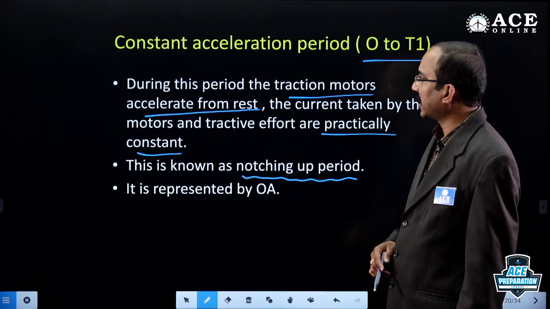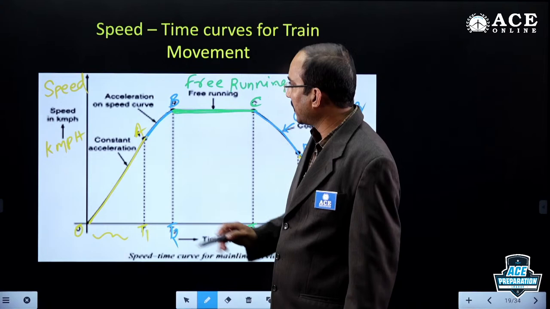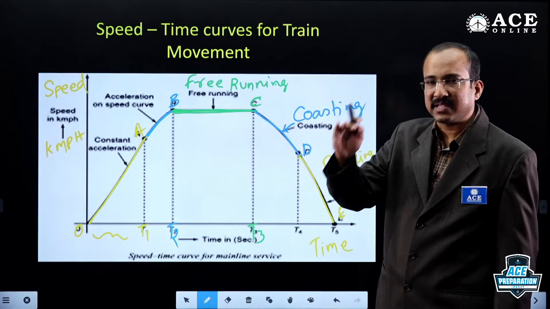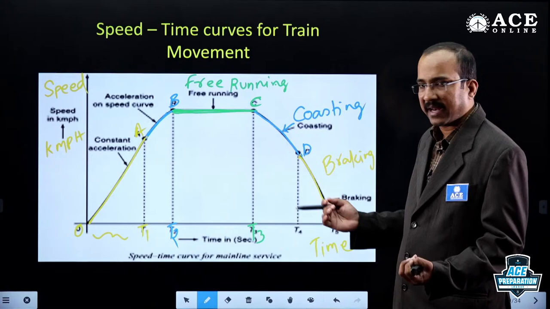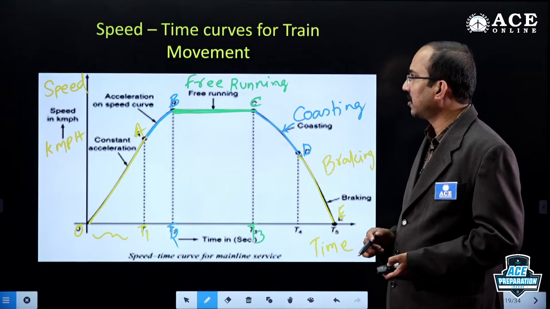We have seen constant acceleration, during which the motors are accelerated from rest and attain a point A, an acceleration on the speed curve, okay, and the free running period where constant speed is maintained, and during coasting the power supply is cut off. When the power supply is cut off, it is running on its own momentum, kinetic energy decreases, so the stored kinetic energy gets decreased, so we are utilizing that properly, okay, and brakes are applied to stop the vehicle or train. So this is the analysis of that.